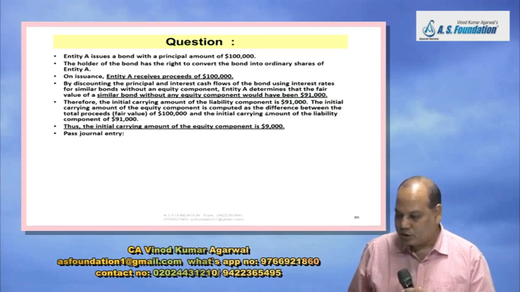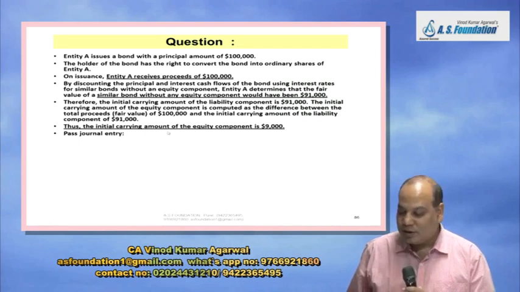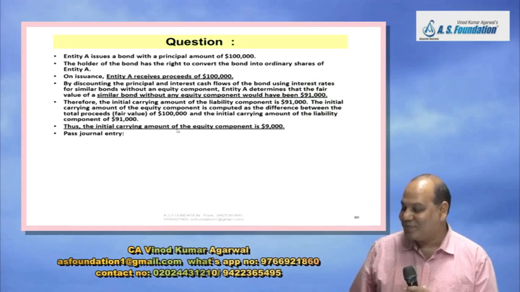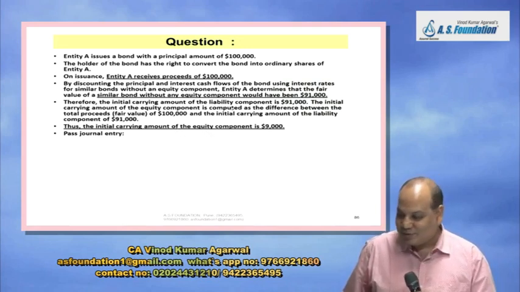Is it a question or an answer? The initial carrying amount of the equity component is computed as the difference between total proceed $1 lakh and initial carrying amount of liability $91,000. This way they don't ask in the exam. The initial carrying amount of the equity component is $9,000. Even that they have written. This should have stopped there only, full stop.